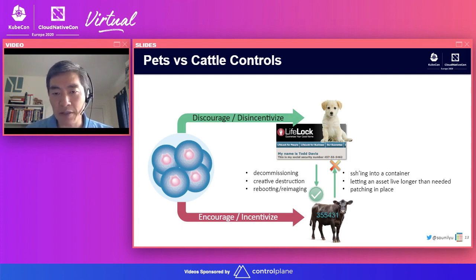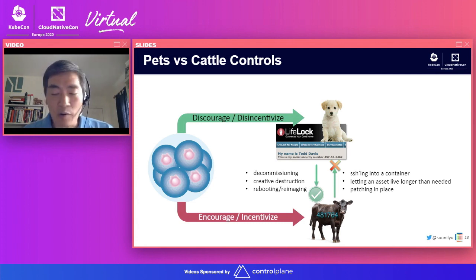Now, what causes that to happen? Well, it's when we violate any of the principles of the DIE Triad. So if we, for example, SSH into a container, we're now violating the principle of immutability, and that starts turning a cattle into a pet. Or if we allow an asset to live longer than it needs to be, then that's violating the principle of ephemerality. And so cattle, if you don't do anything with them, eventually become a pet because they've lived longer and longer.